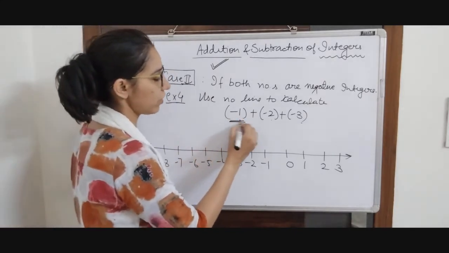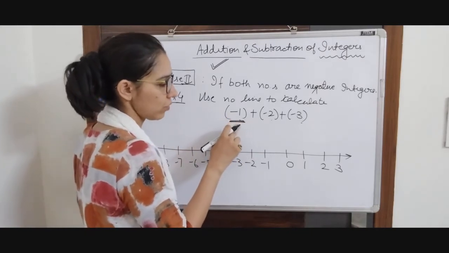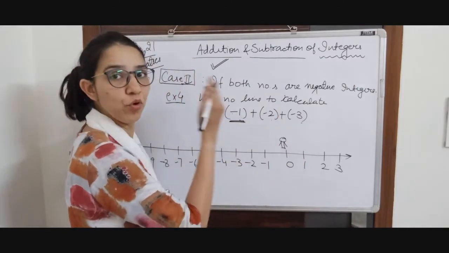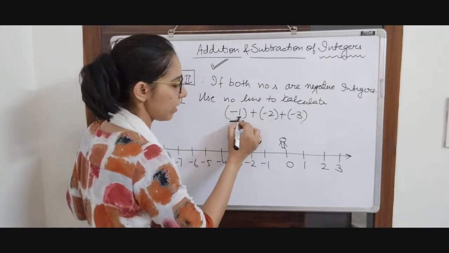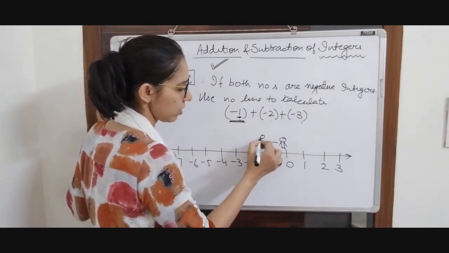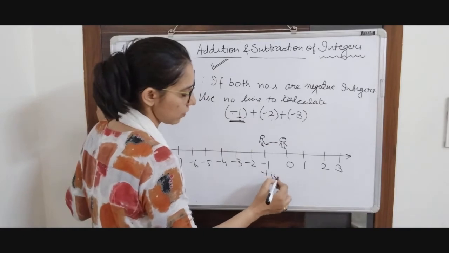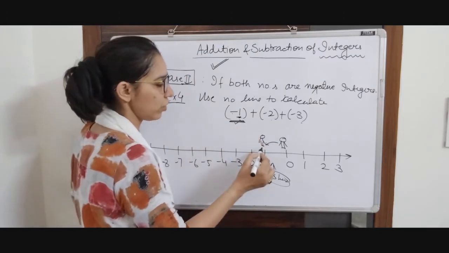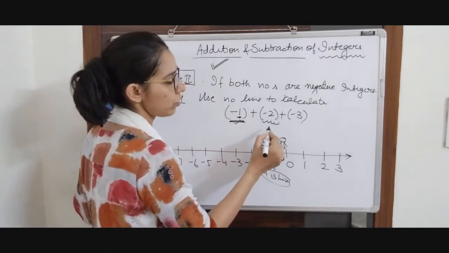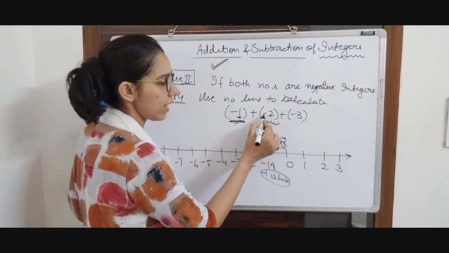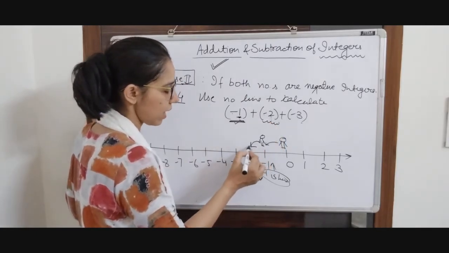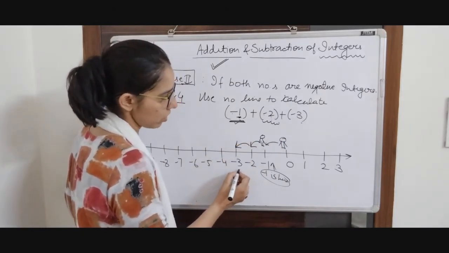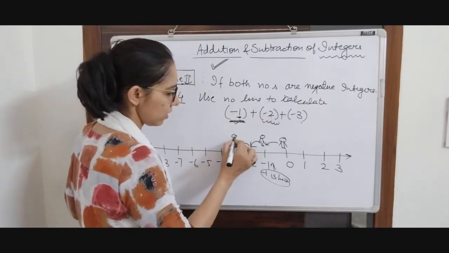Then first number is your minus 1. So minus 1, I will start from here, and because it is minus, I will move to left. I will move to left by how many steps? By one step. I will reach here. This is minus 1. Now we have to move 2 steps to the left. 2 steps, negative means left. So 1 step and 2 steps. This is minus 2. You reach here.